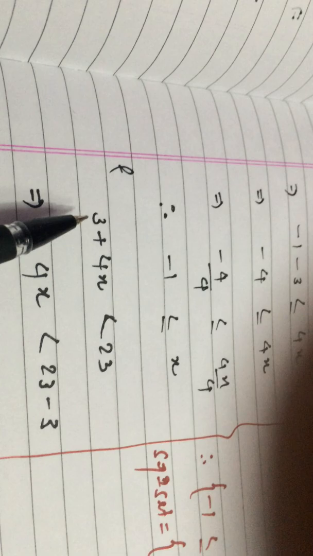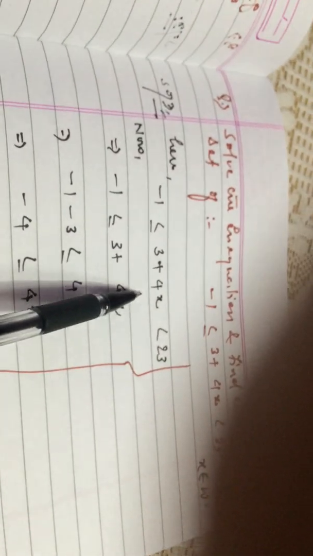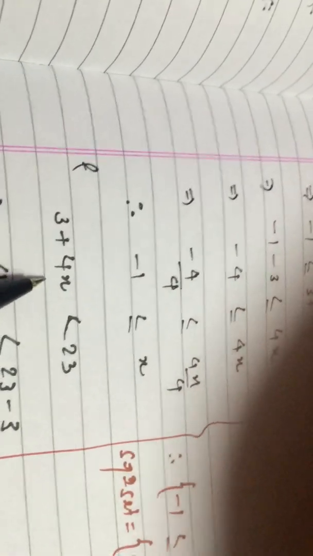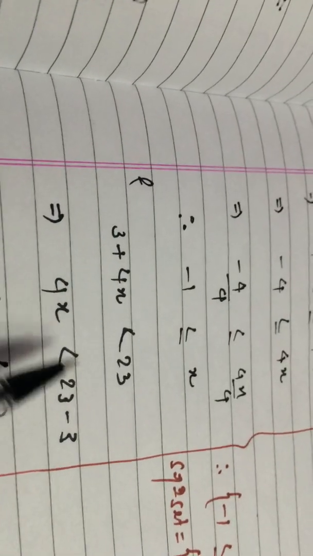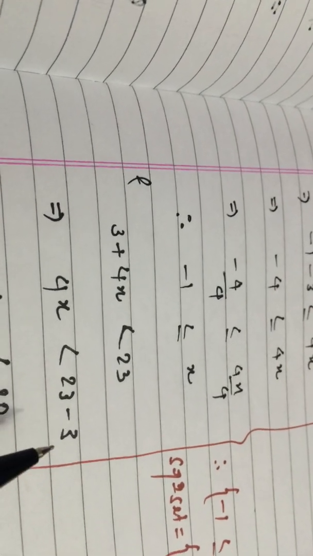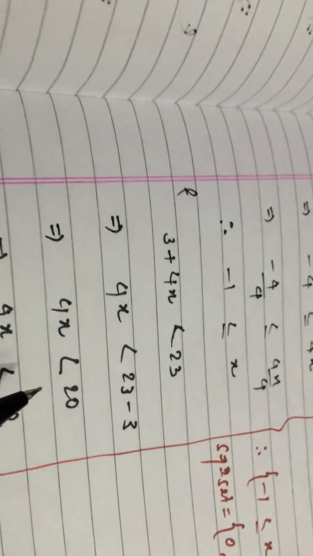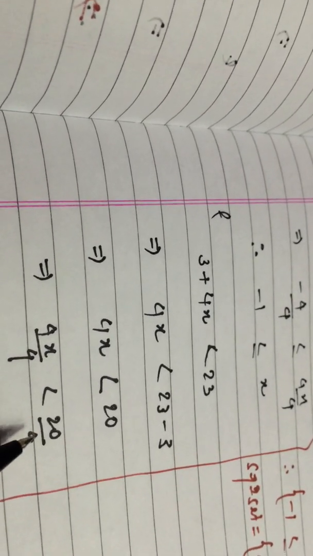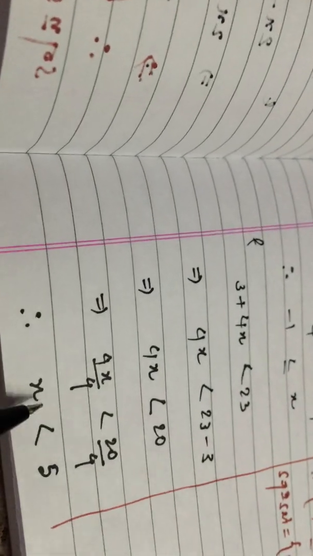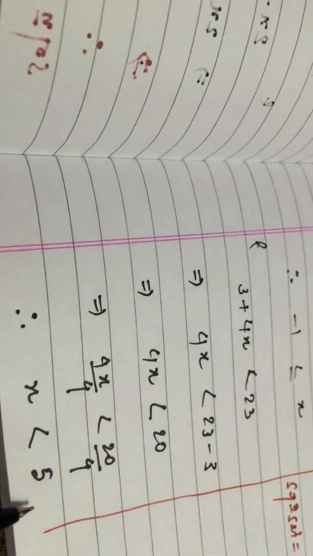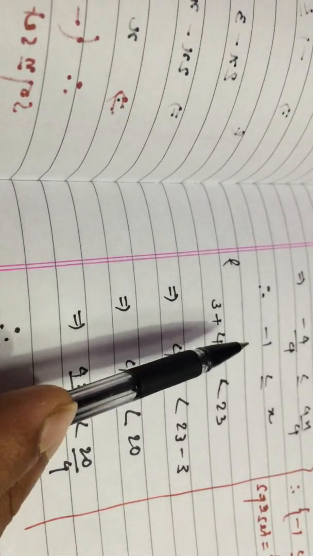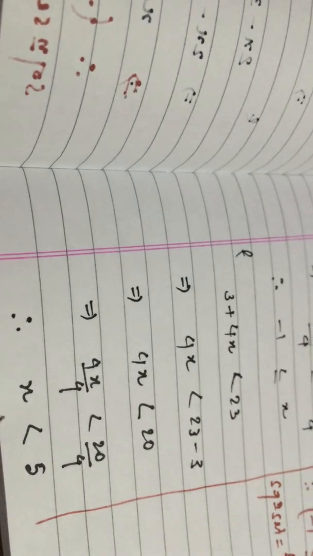And now the other part is 3 plus 4x less than 23. Transferring this 3 to the other side, 4x is less than 23 minus 3, which is equal to 20. Now both sides are divided by 4. 4x divided by 4 gets x, and 20 divided by 4 is 5. The solution is minus 1 is less than or equal to x and x is less than 5.